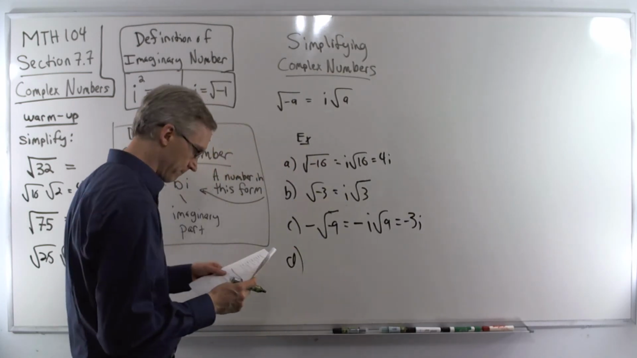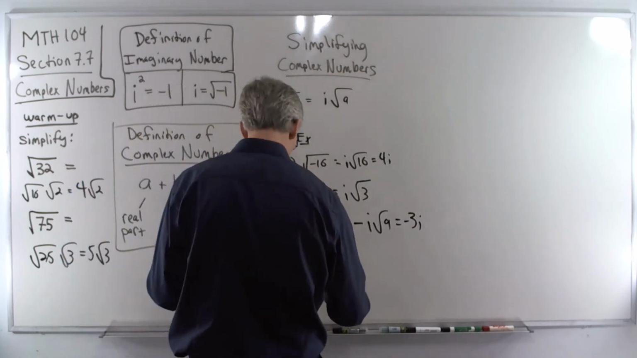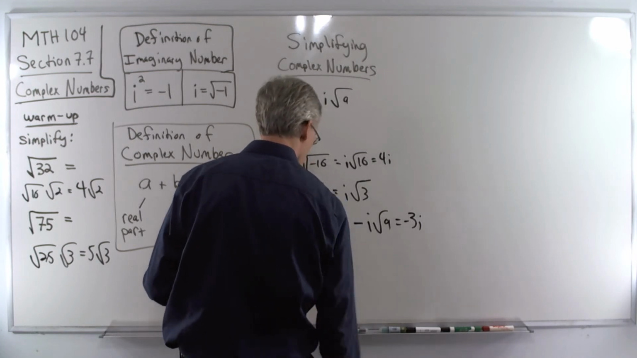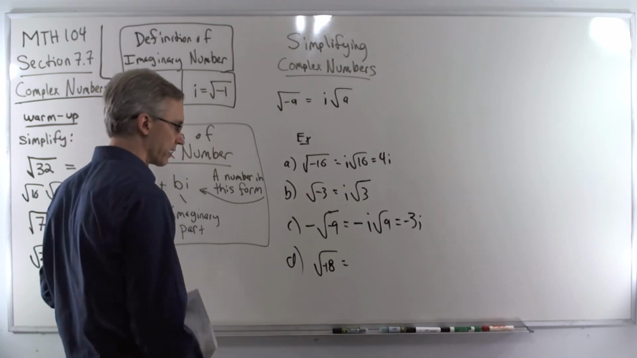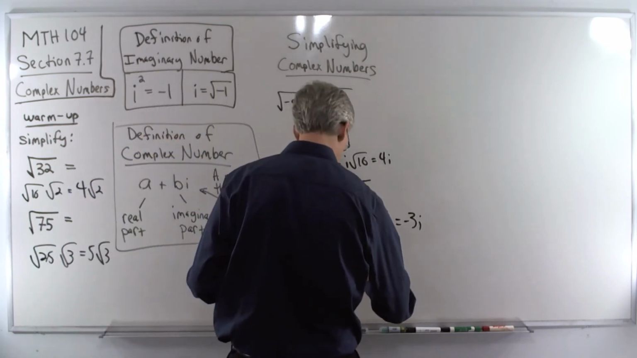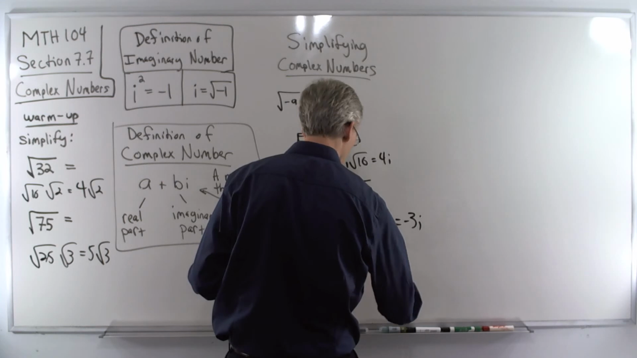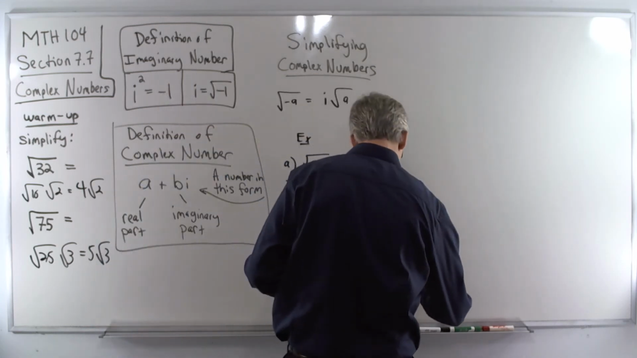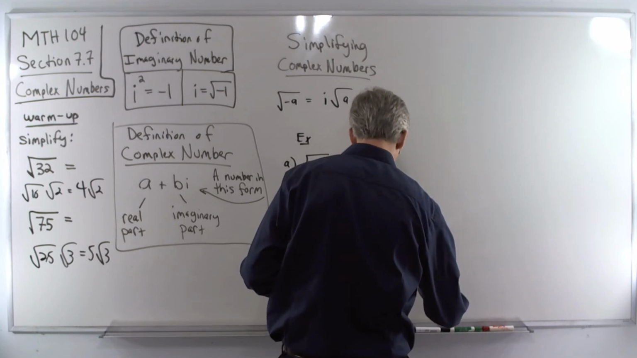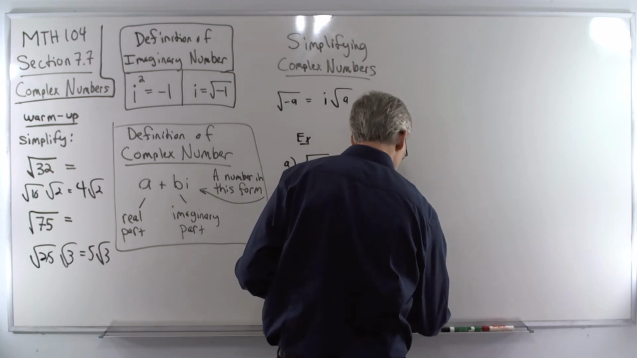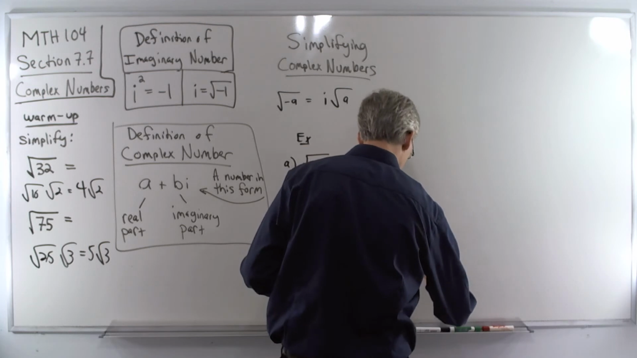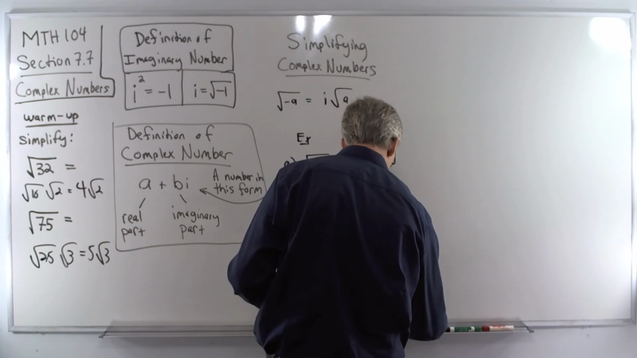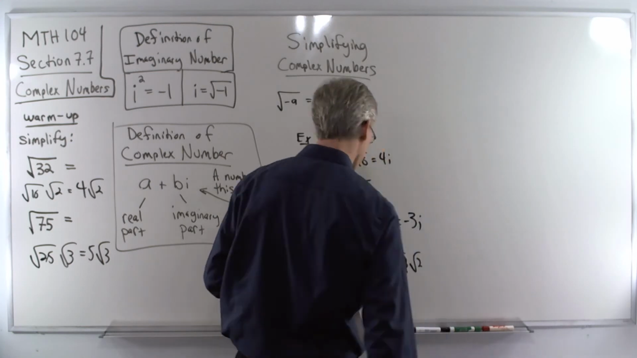And then D, square root of -18. And we'll need to do a little bit of simplifying here. So that gives us i times the square root of 18. Now let's break up 18 into a perfect square factor. So we got i times the square root of 9 times the square root of 2. And the square root of 9 is 3, so that turns into 3i square roots of 2.